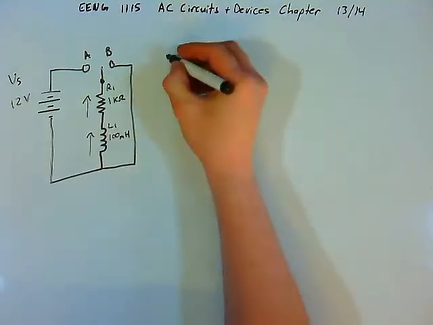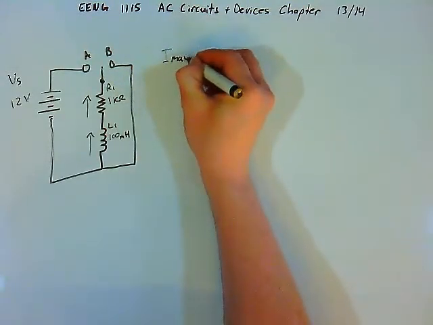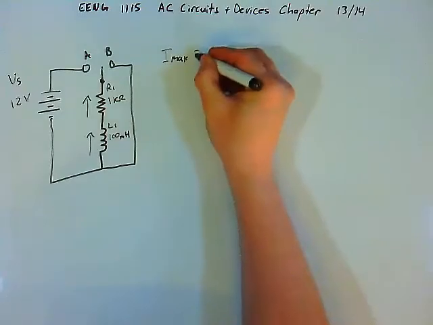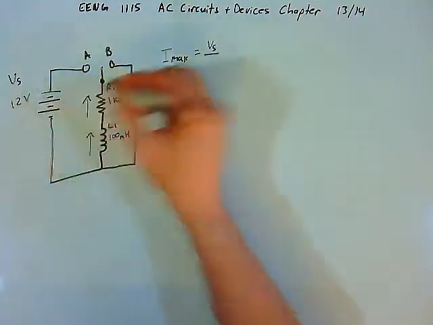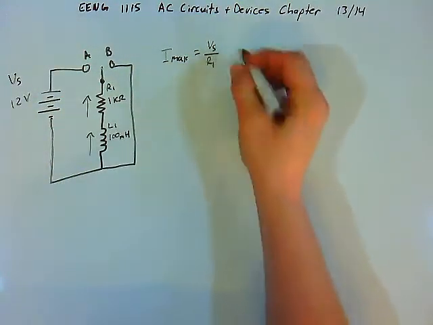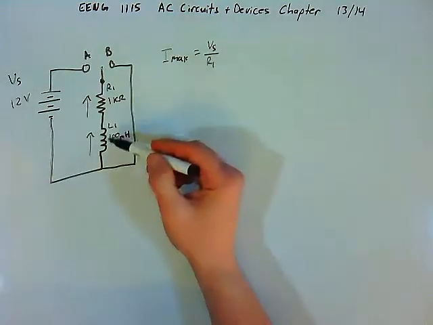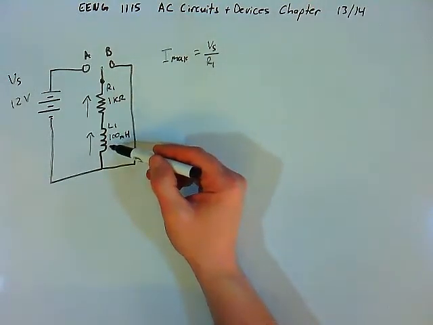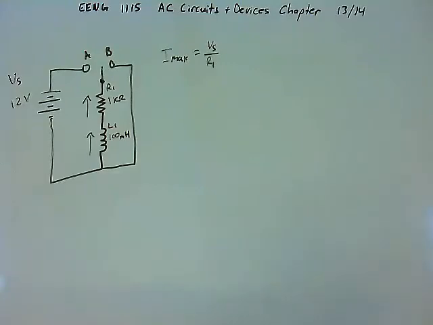Right, so I max, the maximum amount of current that can flow in the circuit, is just whatever our source voltage is divided by R1. That's the only resistance in the circuit. The inductor does have some resistance, but it'll be small. We'll neglect that for now.